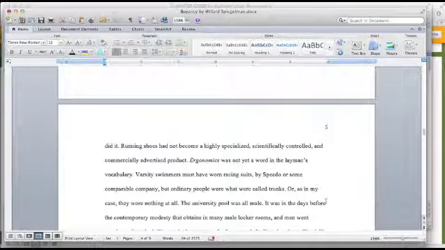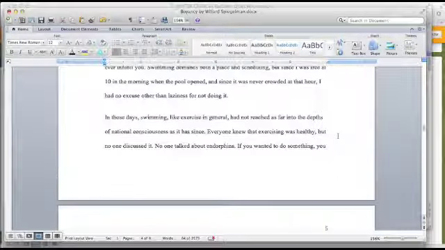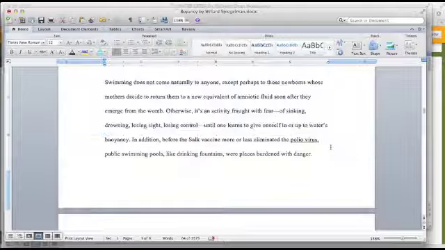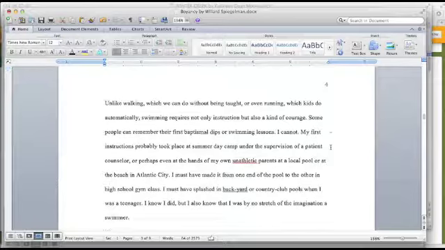Varsity swimmers must have worn racing suits by Speedo or some comparable company, but ordinary people wore what were called trunks. So he's really going into analyzing just the history of it and how it's changed over time, and not really using language to analyze, right? He's not describing so much here. He's being more intellectual about it. So there's a nice difference between his kind of lovely language up here on page 3 and having more intellectual language down here on page 4.